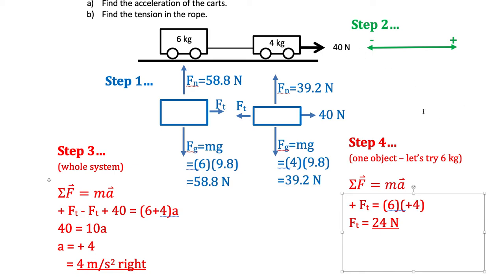Okay, so this problem is done. It said find the acceleration of the carts. We did that over here, 4 meters per second squared right. Find the tension in the rope. We did that over here, 24 newtons. Now let's look at a bit of a different problem.